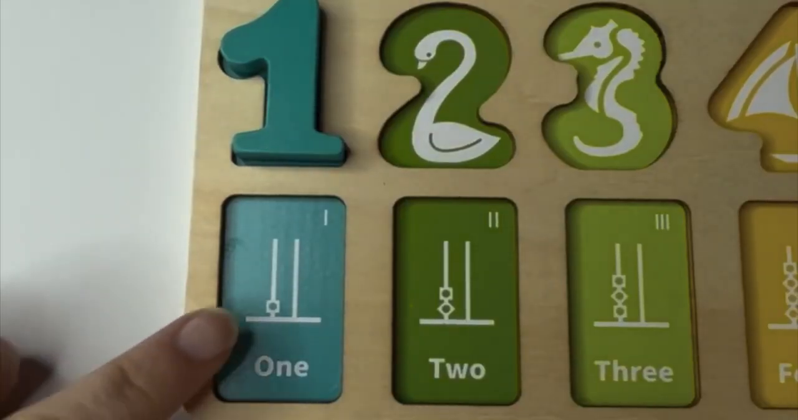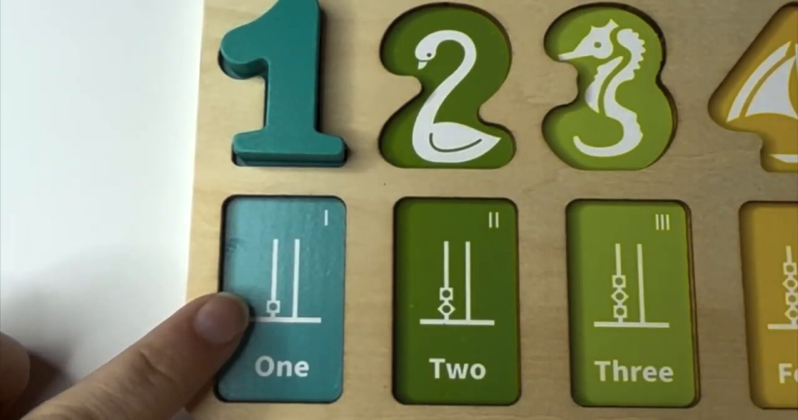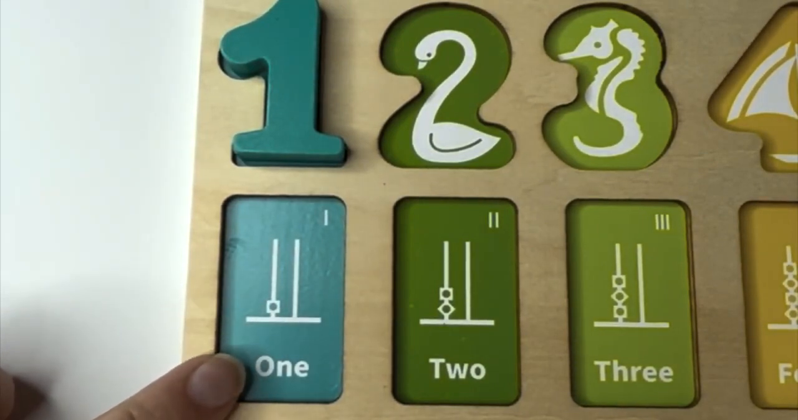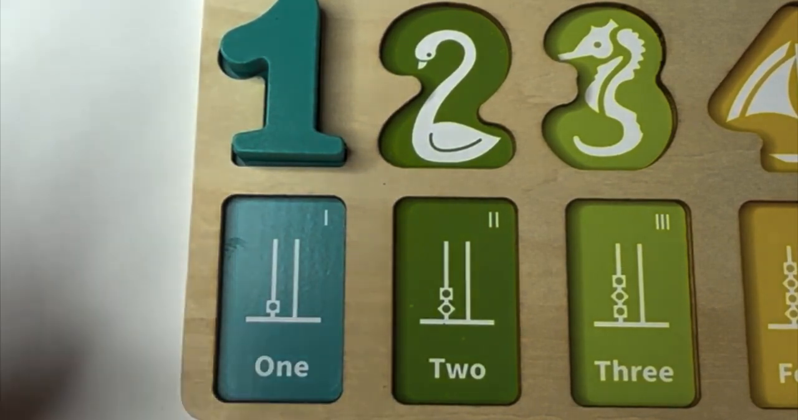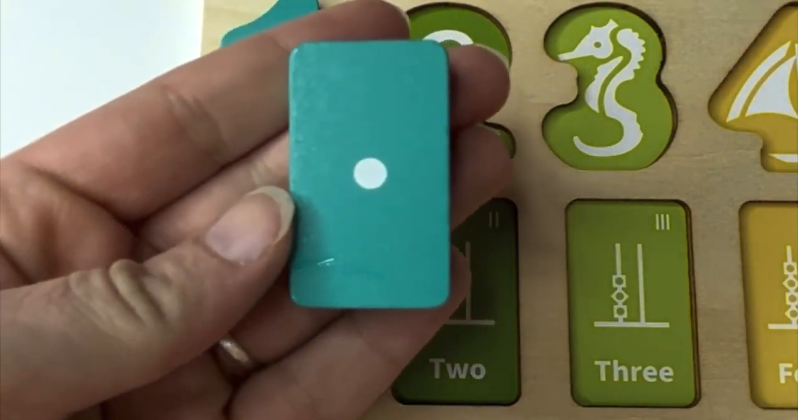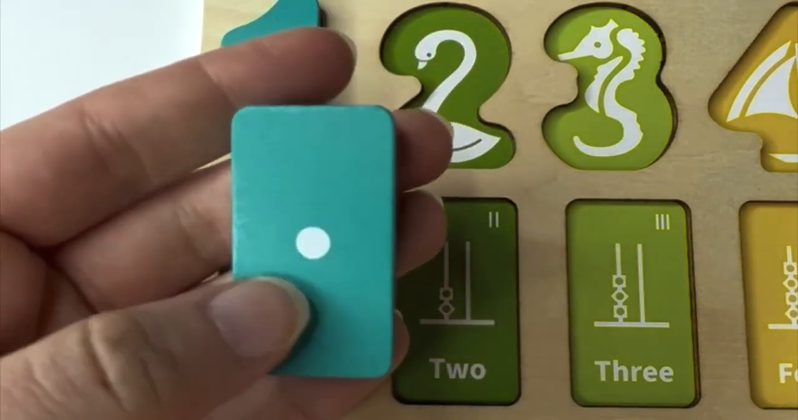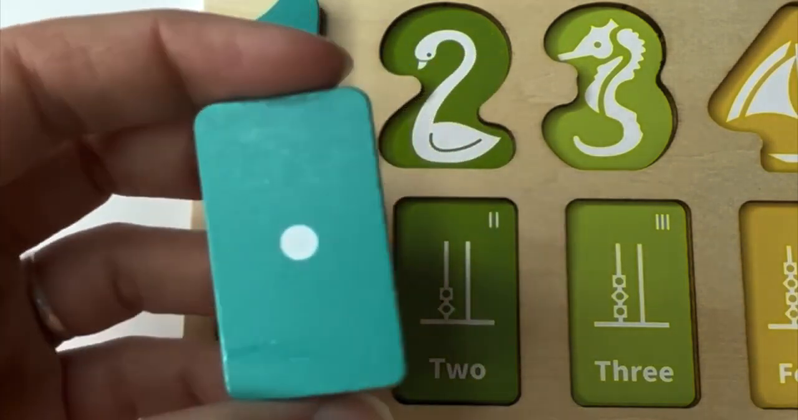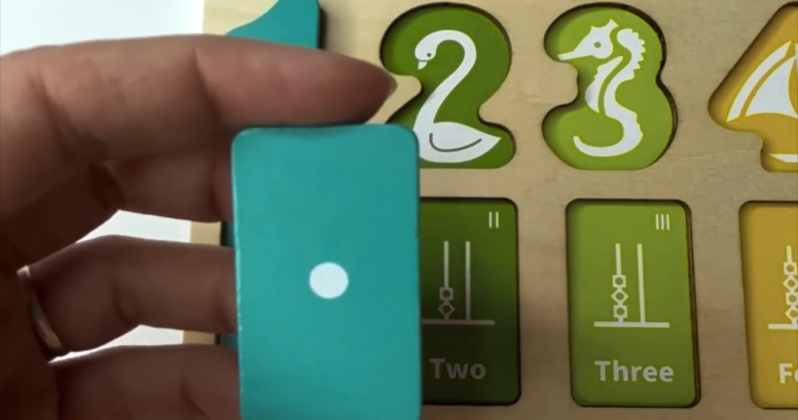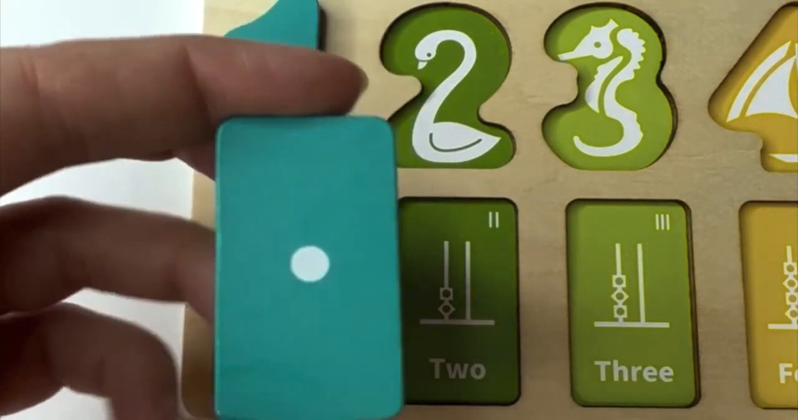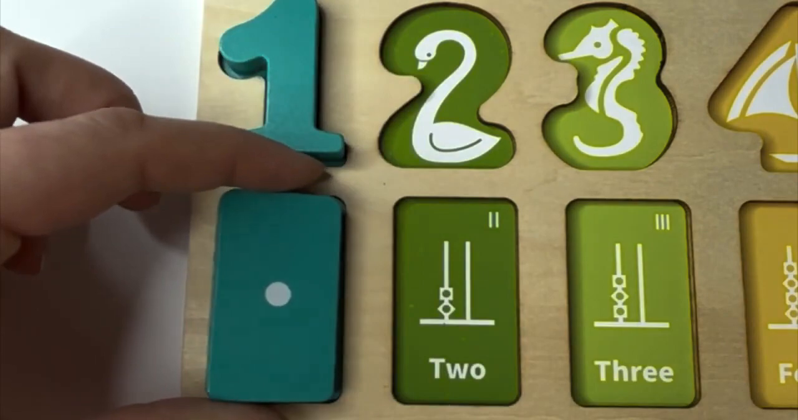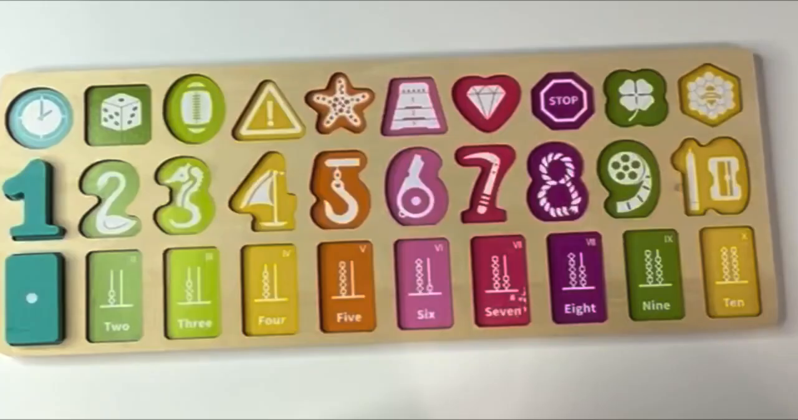If we look closely, we can see that there's 1 cube. And this is the word 1. If we were to look at a domino with only 1 dot, it would look like this. Can you count it with me? 1. Do you know what color our domino is? Blue. Yes, that's right. Blue.